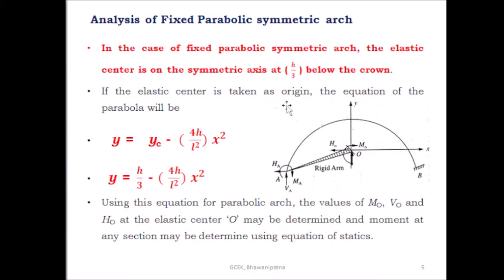If the elastic center is taken as origin, the equation of the parabola will be y is equal to yc minus 4h by L square into x square. So this is the equation of the parabola. Then y is equal to h by 3 minus 4h by L square into x square. So using this equation for a parabolic arch, the values of MO, VO and HO at the elastic center O may be determined, and the moment at any section may be determined using the equations of statics.